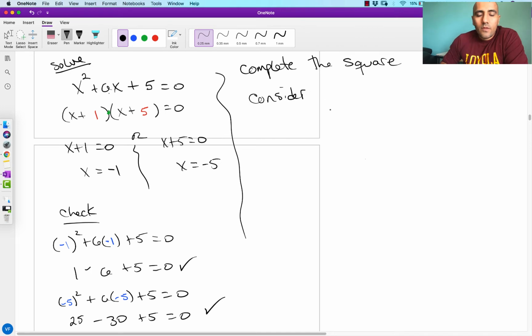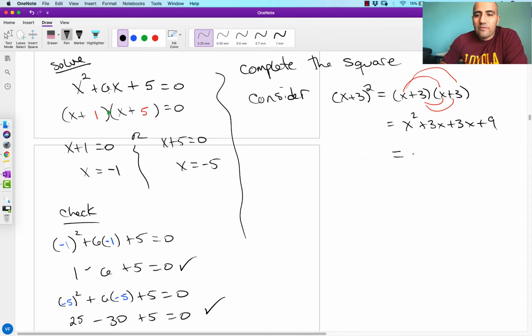In order to complete the square, consider the following. Consider what happens if I have x plus 3 squared. x plus 3 squared is x plus 3 times x plus 3, and then I FOIL this out. We know from our work in the previous section that this is x squared plus 3x plus another 3x plus 9, which gives me x squared plus 6x plus 9. So x plus 3 squared equals x squared plus 6x plus 9.